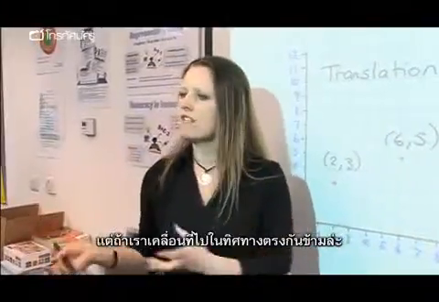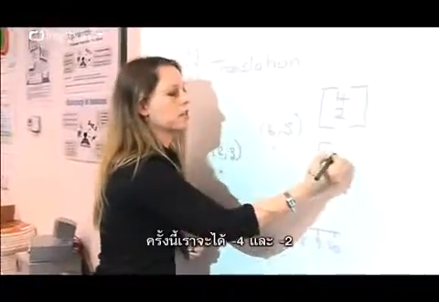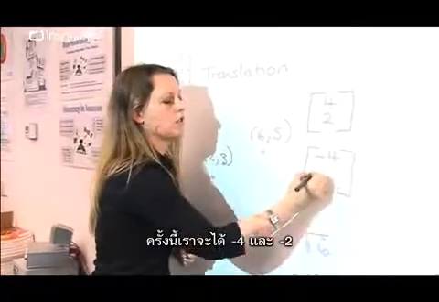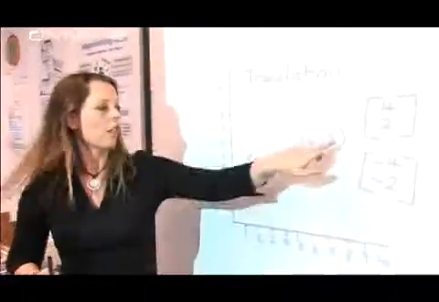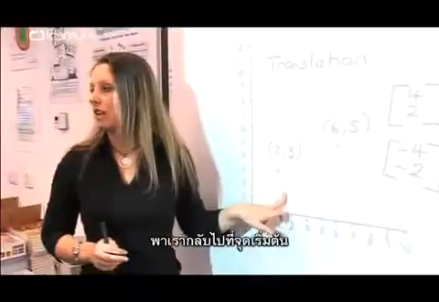What if we were to go in the other direction? Down 2 and left 4. So this time we're going -4 and -2. That will map us back to our original location.